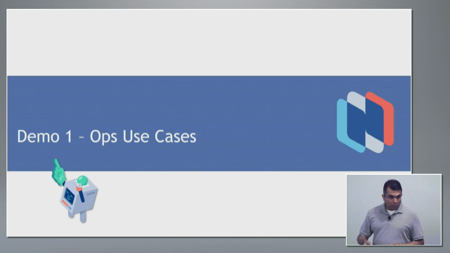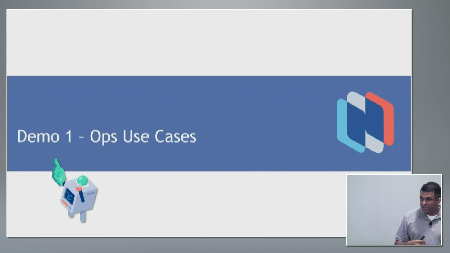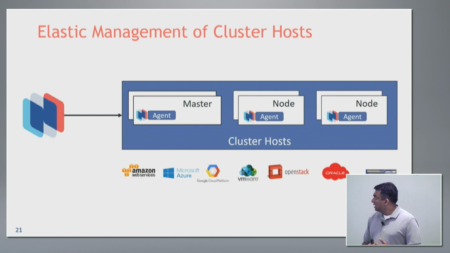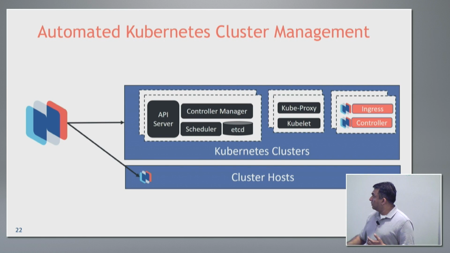So we'll start with the demo, and I'll focus on initial operations use cases, and then Jim is going to focus on the application side of things. In the first part of the demo, I'll show how you can provision or onboard instances into Nirmata from cloud providers, followed by what it takes to deploy a Kubernetes cluster in Nirmata.